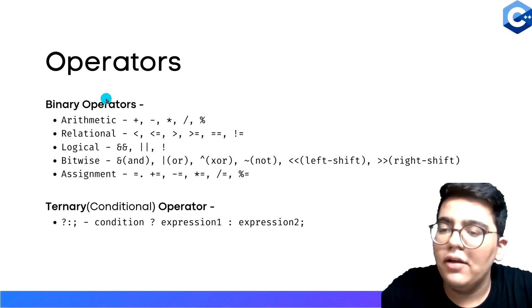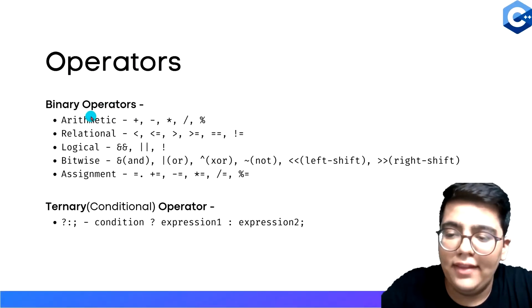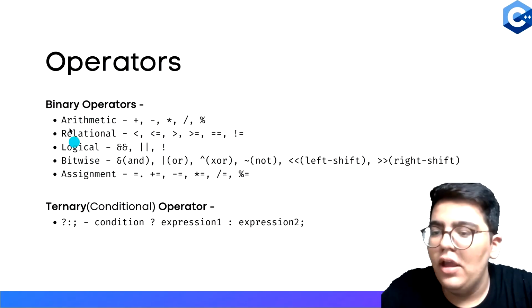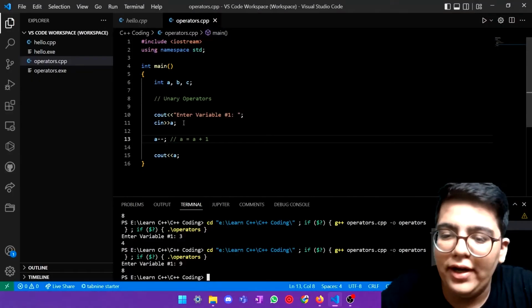Now let's have a look at binary operators. What binary operators do is, there are 5 types: arithmetic, relational, logical, bitwise, assignment. What arithmetic operators do is simple addition. So let's have a look at it.